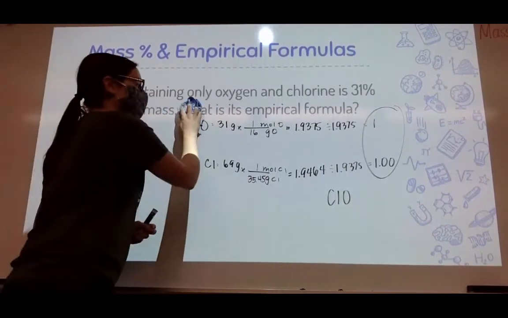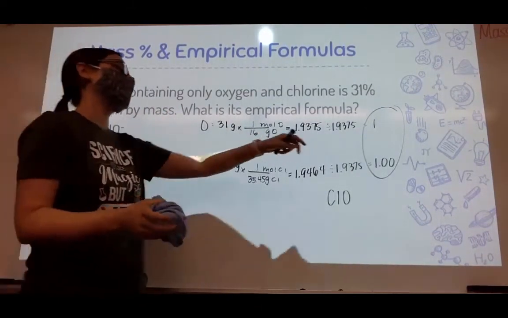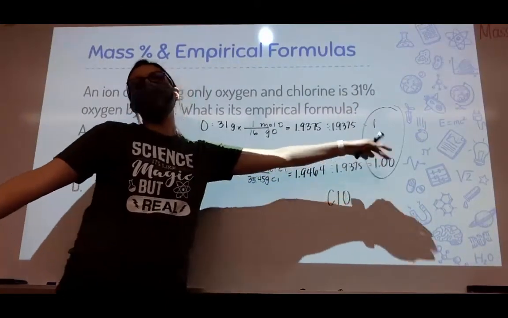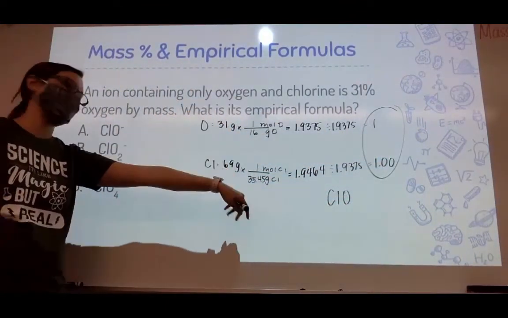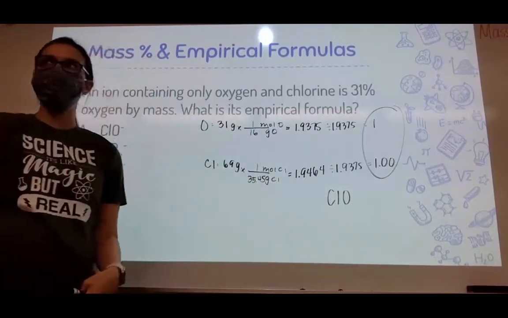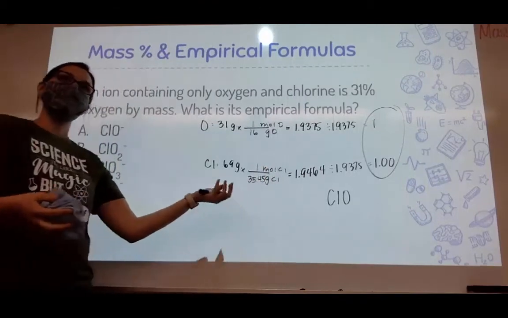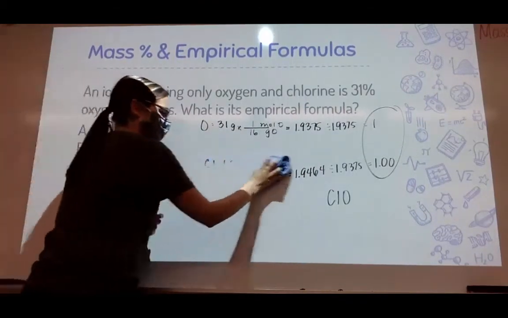The only time you have to multiply till whole is if one of these, let's say this was 1.5 instead. You can't have a ratio that's 1 to 1.5. You can't have a subscript that's 1.5. So you have to multiply to make it 3. If you multiply one of them, you have to multiply the other one as well.